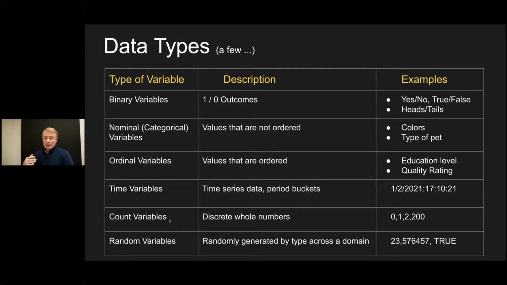And then count variables. People think this is oversimplification, but count variables are very, very important in machine learning and data science. These are discrete whole numbers. Lots of data is best represented using count variables. And then, of course, random variables. We want to generate data, we want to do probabilistic analysis, statistical analysis, and random variables are very important for building Monte Carlo methods, all kinds of good stuff.